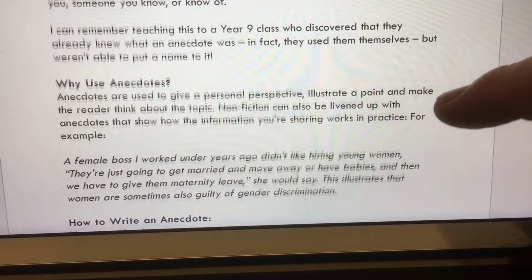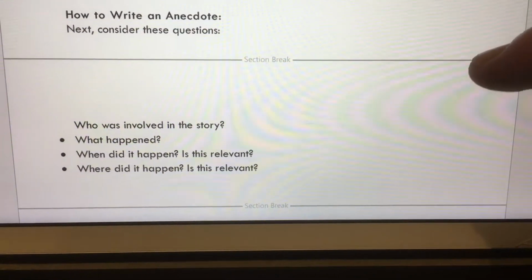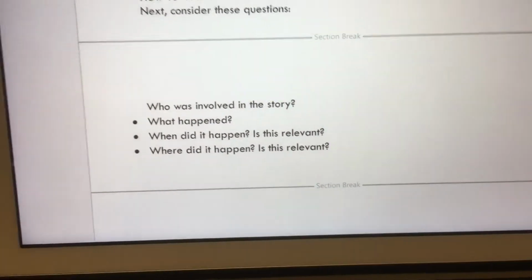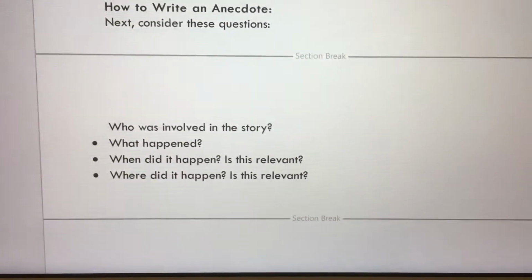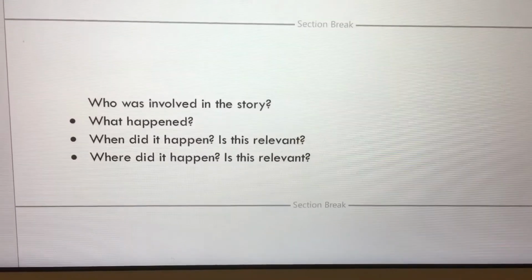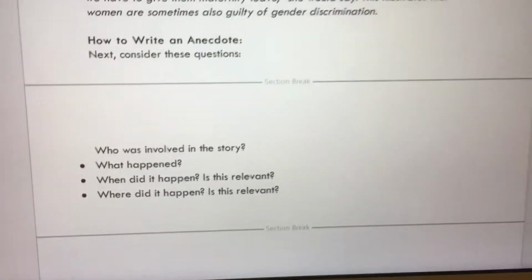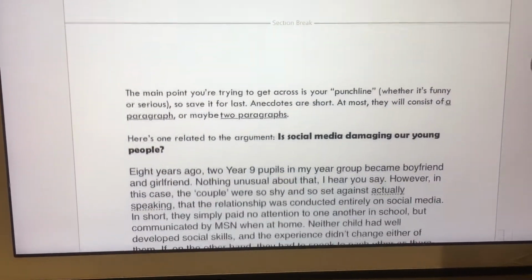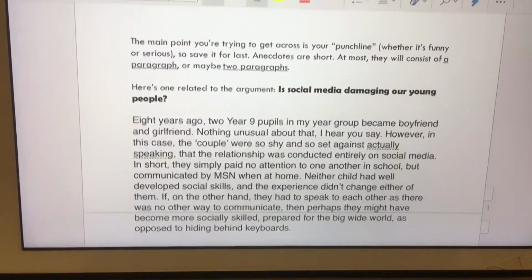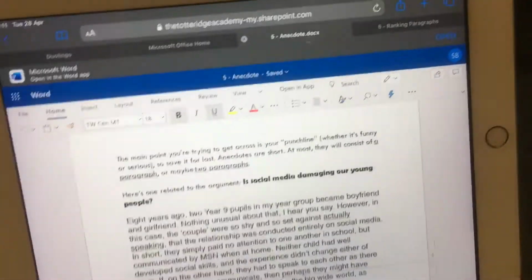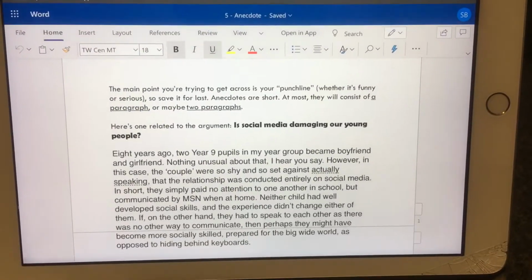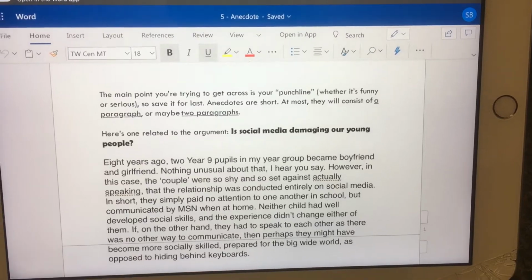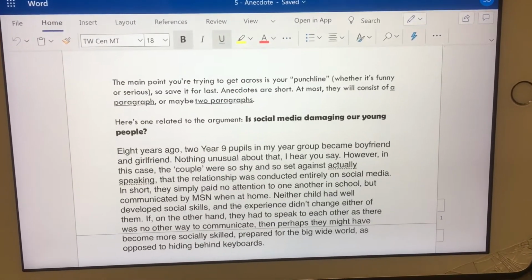So, how should you write? Well, consider this. What happens in your little story? When did it happen? Is it relevant? Where did it happen? Is it relevant? Because the only things that you need in your anecdote are the things that really matter. Here is an example. As I've written there, the main point you want to get across is your punchline, the final bit of your anecdote which supports your point.